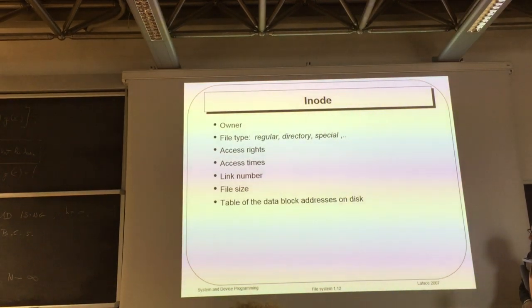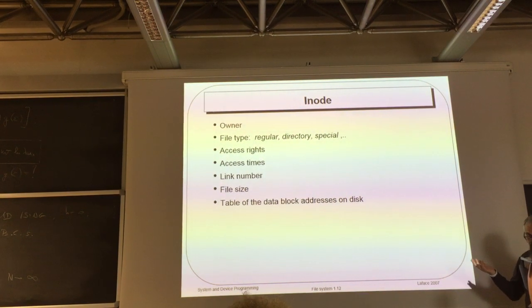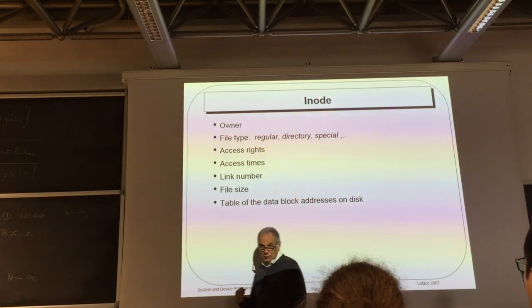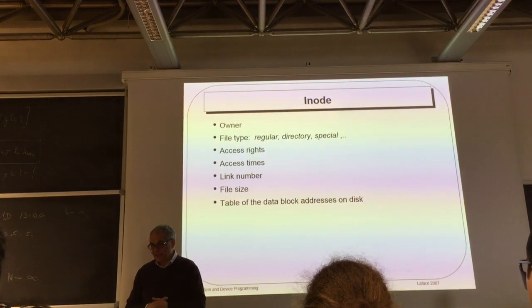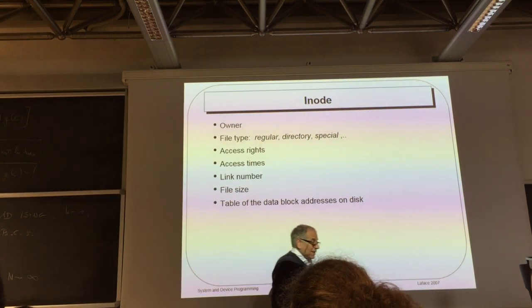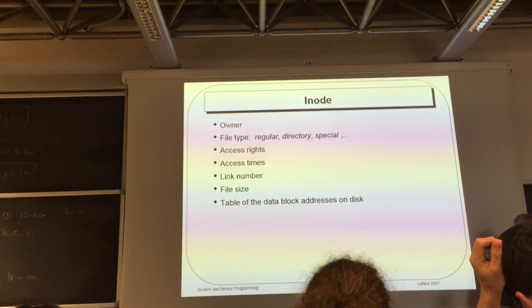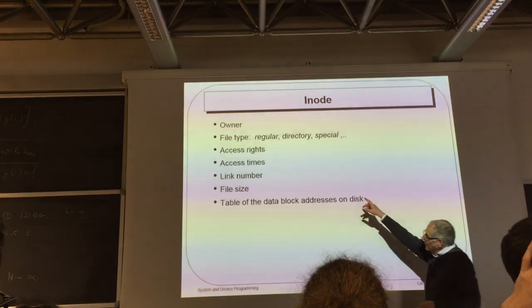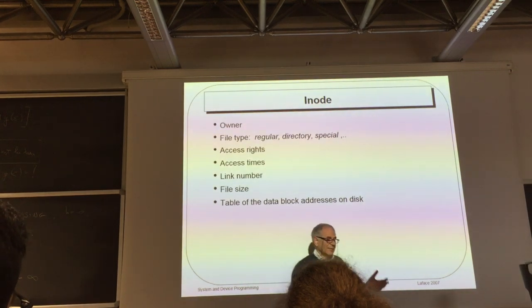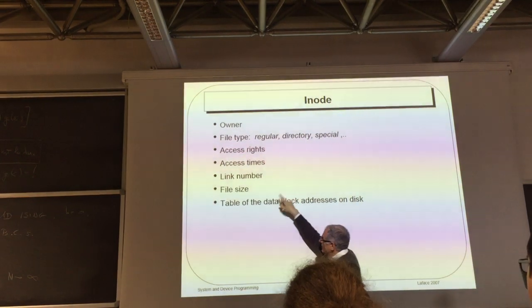It contains information about the owner, the file type, if it is a regular file, directory, or a special file. This can be seen using ls -l. On the first byte, you will read d for directory, minus for regular files, and c or b for device files, special files, okay? And p for pipes. By the way, access rights: read only, write, executable, etc. Access times: last time it was accessed, modified, and the time when the inode was modified.